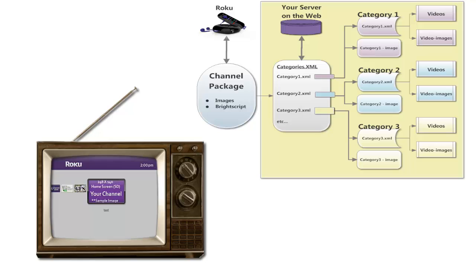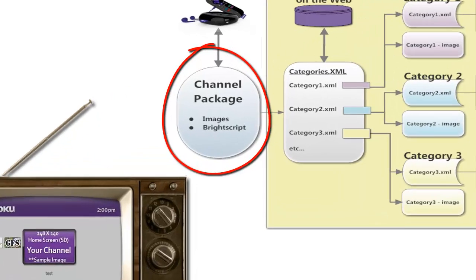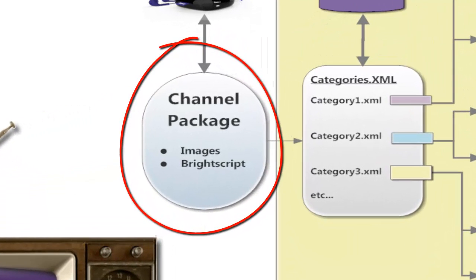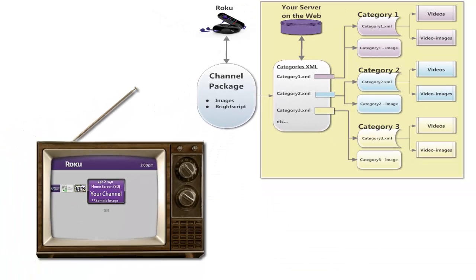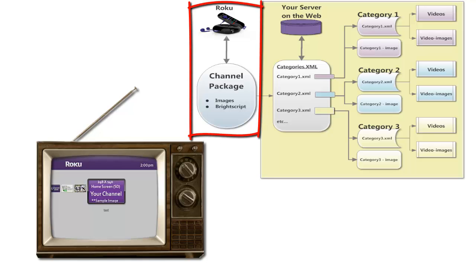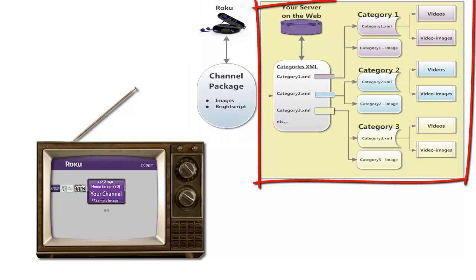But if you're like me and you like to know how things work, then this short explanation video is probably for you. To begin with, we have the channel package. This is the brain of our channel, and it's made using Roku's programming language called BrightScript. There are basically two major parts to every channel. There's a part that's hosted on the Roku player itself, and then there's the part that's hosted online, usually on a server that's owned or maintained by the channel owner.